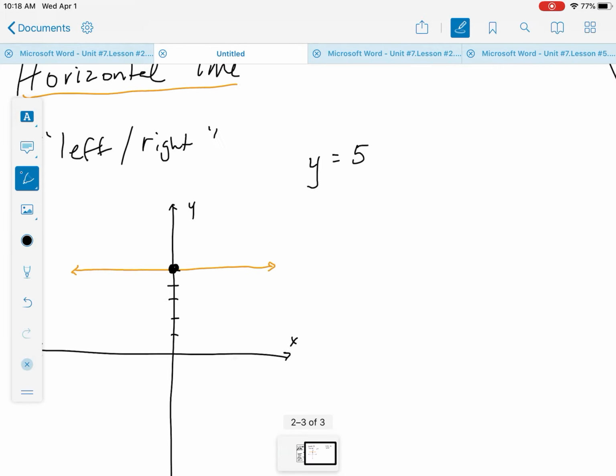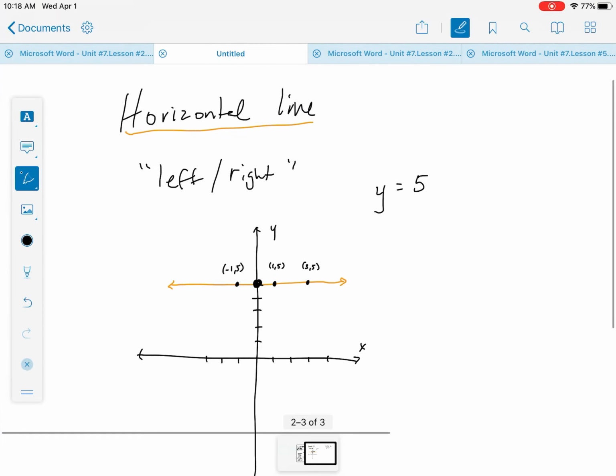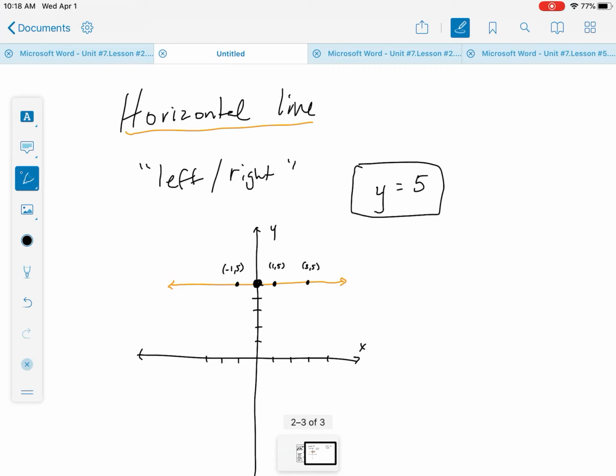Now, if I was to label coordinates here, we go 1, 2, 3, 4. This point right here might be 1, 5. This point right here might be 3, 5. If I went the negative direction, this point here might be -1, 5. Notice every y value is 5. Hence, the equation of this line is y equals 5.